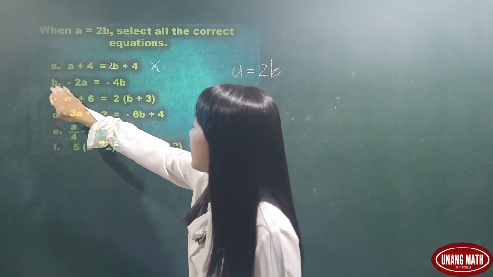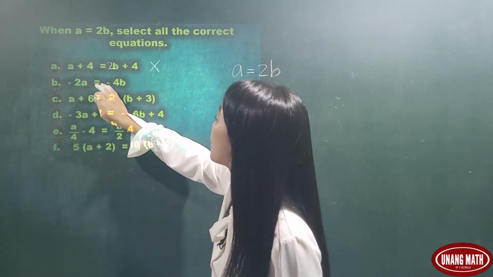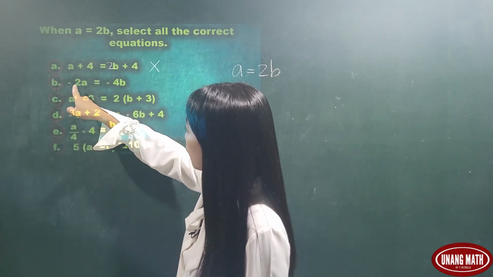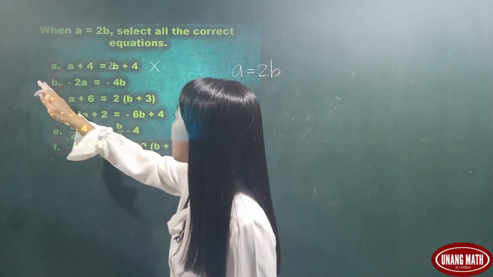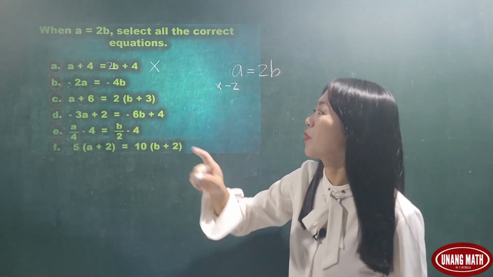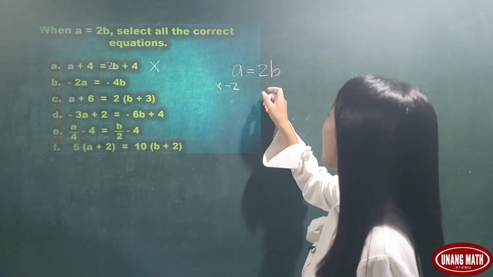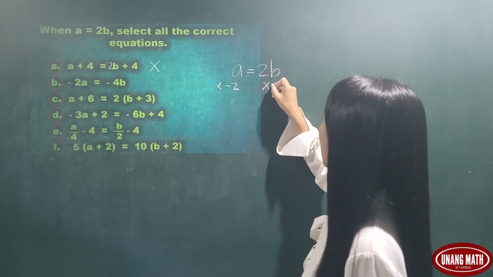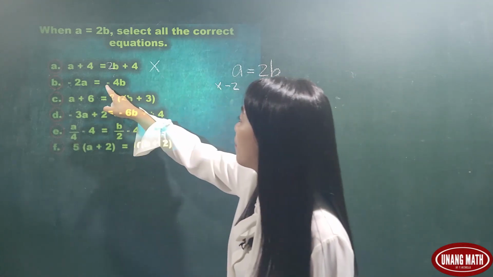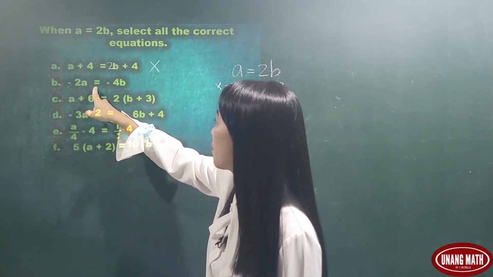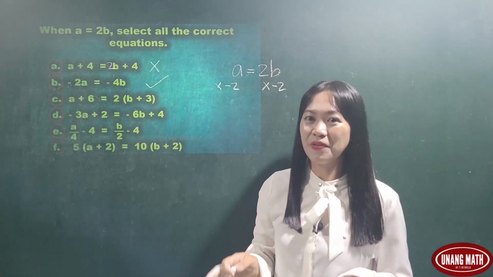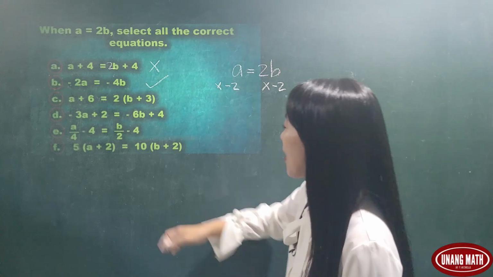Okay, how about letter B? Negative 2A is equal to negative 4B. Okay, if we multiply negative 2 on this side of the equation, so this is times negative 2, we have to do it also on the right side of the equation. So this is times negative 2. So 2 times negative 2 is negative 4. So negative 2a is equal to negative 4b. This equation is correct.